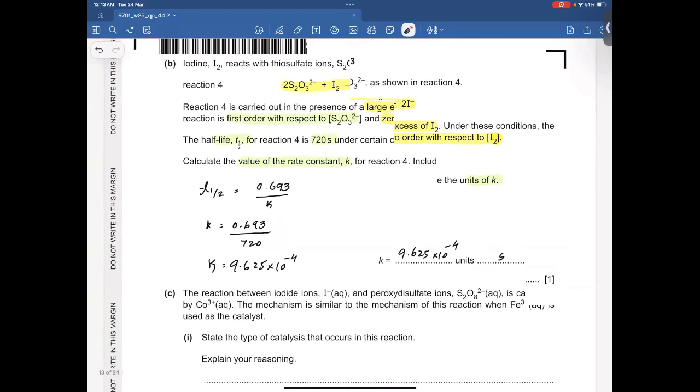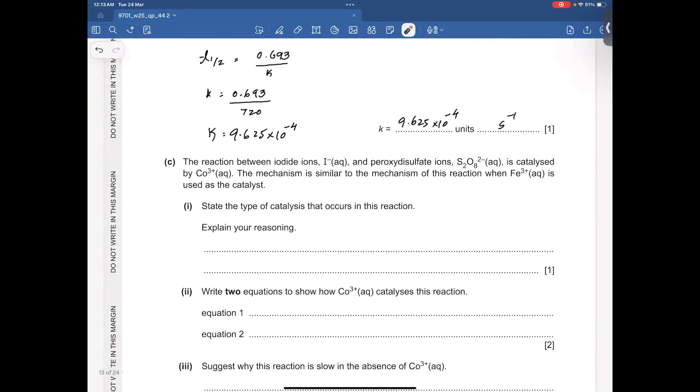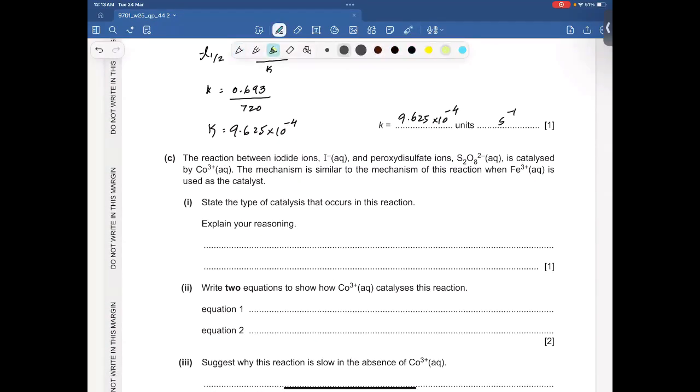Okay, the reaction between iodide ions and peroxodisulfate ions is catalyzed by cobalt 3 ions. The mechanism is similar to the mechanism of this reaction when iron 3 ions is used as a catalyst. By the way, I have done both iron 2 ions का mechanism and iron 3 ions का mechanism. And see examiner यहाँ पर iron 3 ions use कर रहे हैं. ठीक है? State the type of catalysis that occurs in this reaction. Homogeneous catalyst.